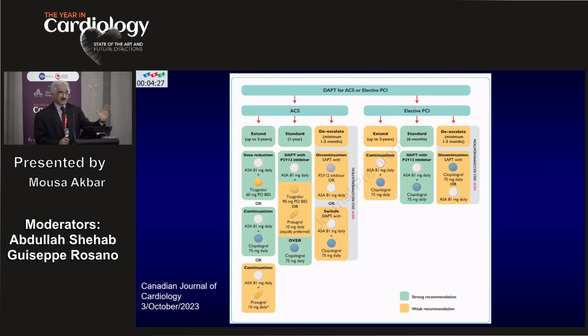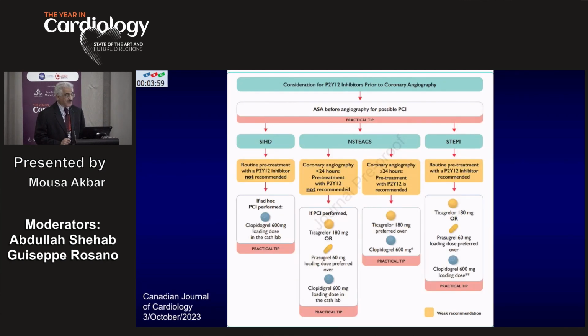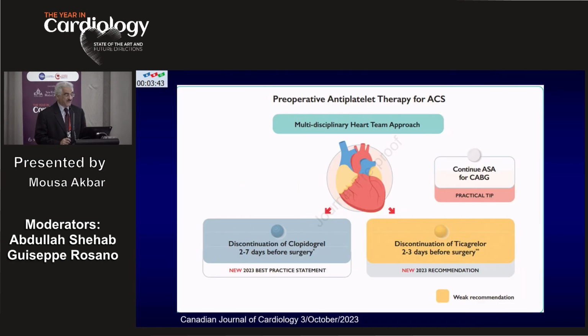You can go up to 3 years of dual antiplatelet therapy, depending on patient bleeding risk and ischemic risk, versus the standard 1 year. Now, in 1 year, of course, they all prefer that when you use initially ticagrelor or prasugrel, it is preferable over clopidogrel. They mentioned for the first time the de-escalation, although yellow means weak recommendation, it's not as strong. Also here they mentioned that if the patient has a STEMI or coronary angio more than 24, you need to load the patient with, in addition to aspirin, ticagrelor, which is preferable over the clopidogrel.